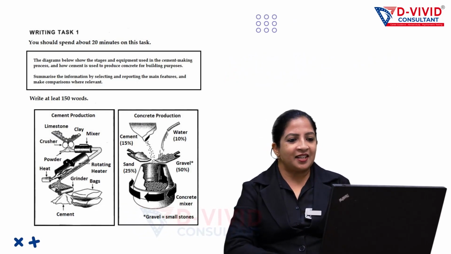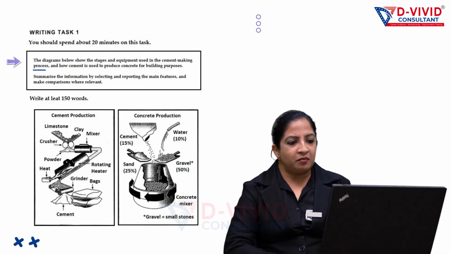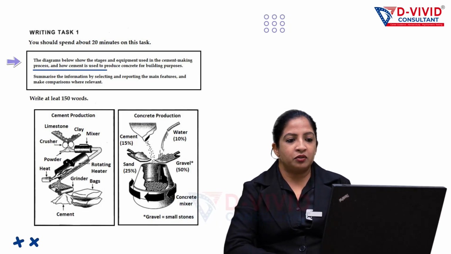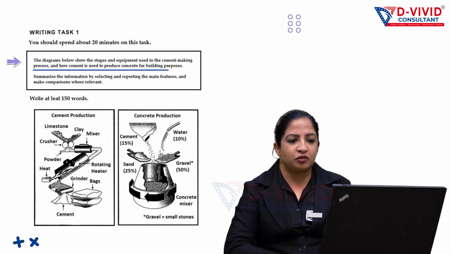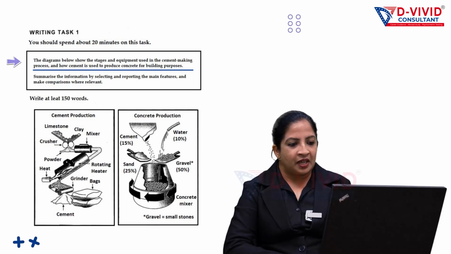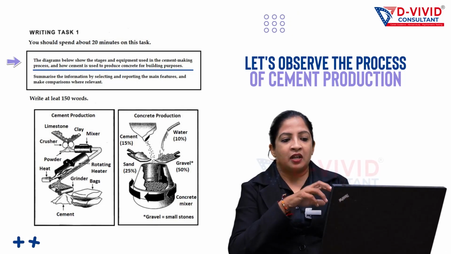Okay guys, so let us read the question. The diagrams below show the stages and equipment used in the cement making process and how cement is used to produce concrete for building purposes. Let's observe the process of cement production.